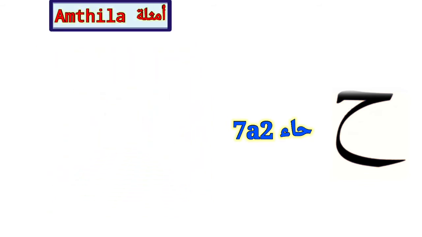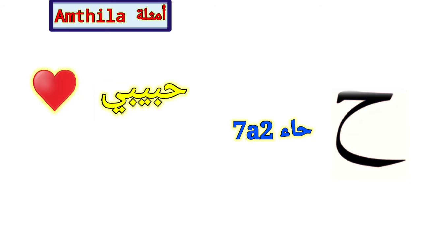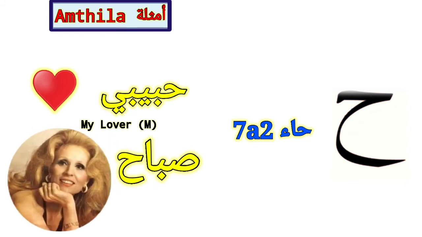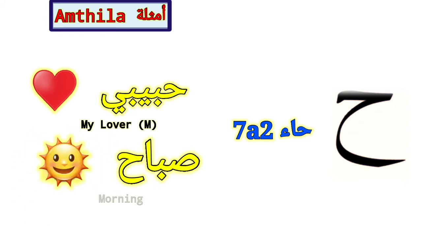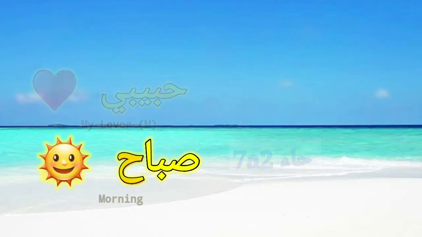Okay, yalla, examples for Ha. By the way, in Masri they pronounce it Ha. One of the most famous Arabic words is Habibi. Habibi starts with Ha. Habibi means my lover. You see, we cut the belly as usual and we continue over the line. Another example: صباح. صباح means morning.